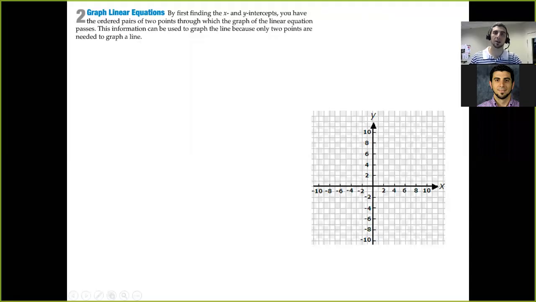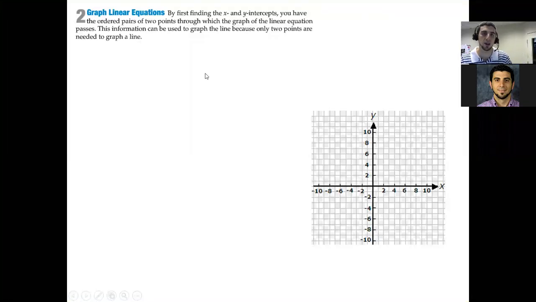All right, we're back with the second piece of section 1 of chapter 3, graph linear equations. By first finding x and y intercepts, you have the ordered pairs of 2 points through which the graph of the linear equation passes. That information can be used to graph the line because 2 points determine a line. So if you know 2 points and you know it's going to be a line, you put those 2 points and connect them with a straight line, and you can graph it.